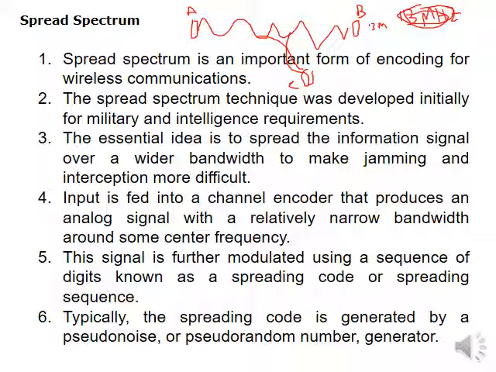Input is fed into a channel encoder. So there will be an encoder. Input will be sent, for example 1. The encoder has some random sequence. It will add some more bits inside. For 1, let's suppose we have 110.